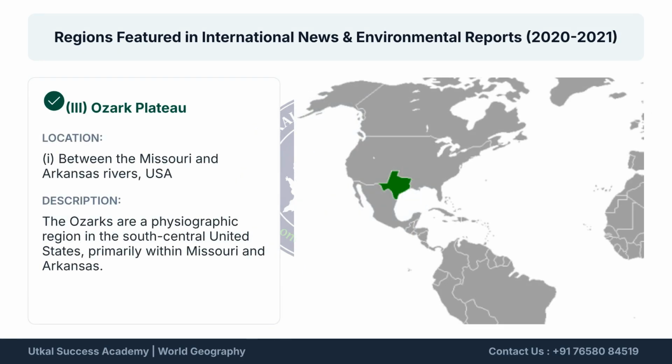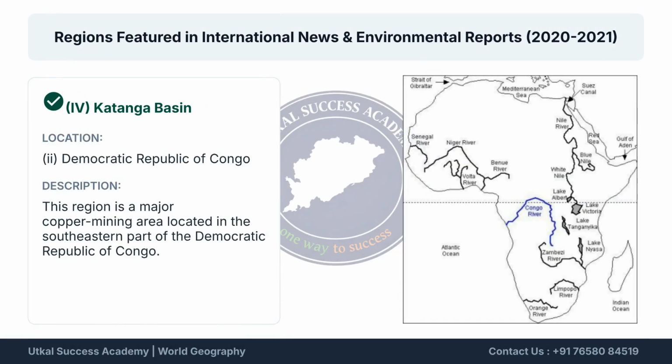The Ozark Plateau is a physiographic region in the south-central United States, spanning Missouri and Arkansas. It lies between the Missouri and Arkansas rivers. The Katanga Basin is in the southeastern part of the Democratic Republic of Congo. It's a major copper mining area, known for its mineral wealth and associated socioeconomic issues.